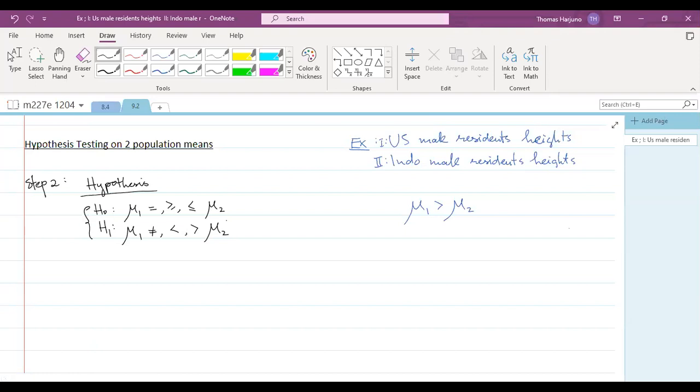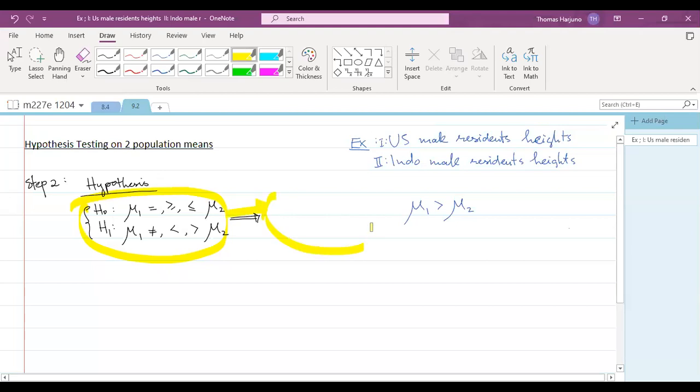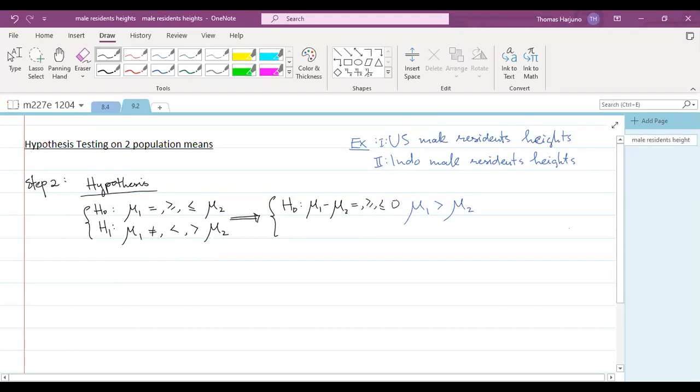We know that we are comparing two population means, so it must be two population means together. But we have some issue with this way of writing, so we have to modify that further. In your test, you will write this first, and then you go on and modify that. I'm not saying that you don't write this. You still have to write this. But after you write that, you say consequently, we are going to show that the null hypothesis is mu1 minus mu2 equal to, greater than or equal to, less than or equal to 0.